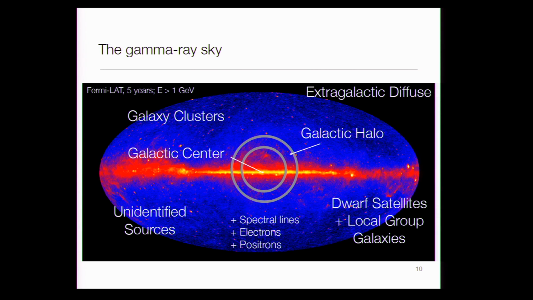We can look for spectral lines. We can even look for other particles, not only gamma rays. We can look for electrons, for positrons, and so on and so forth. And we did all of that. And as I will show you in the following, unfortunately, we haven't detected dark matter yet.